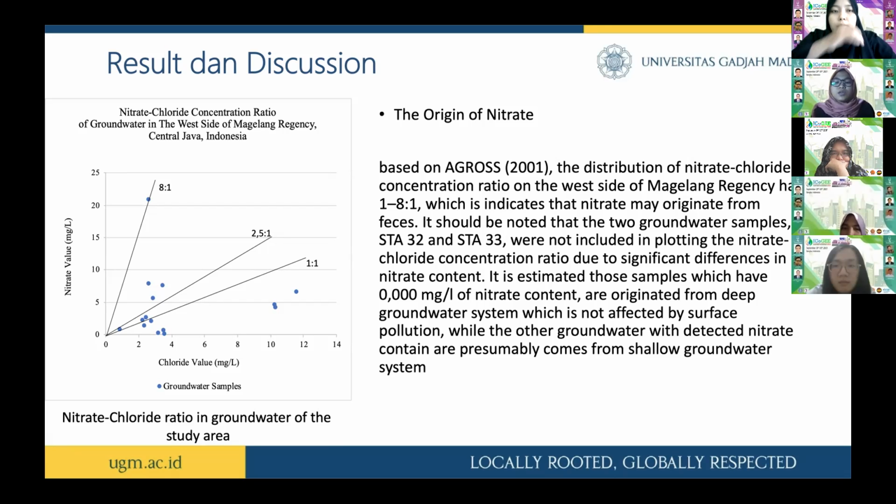It is estimated that the samples which have 0 nitrate content originate from a deep groundwater system which is not affected by surface pollution, while the other groundwater where nitrate content was detected presumably comes from a shallow groundwater system.